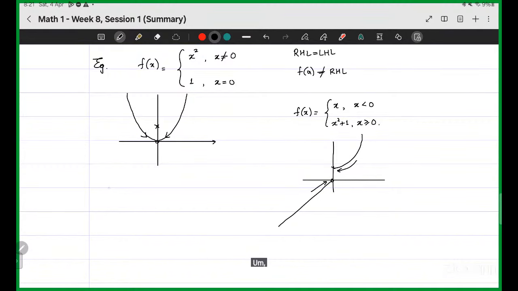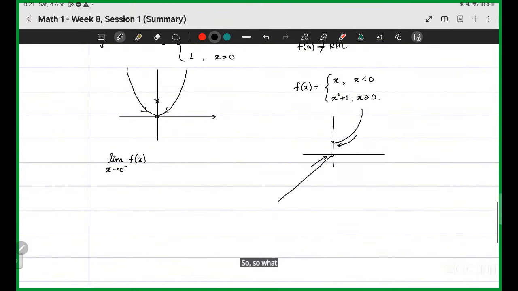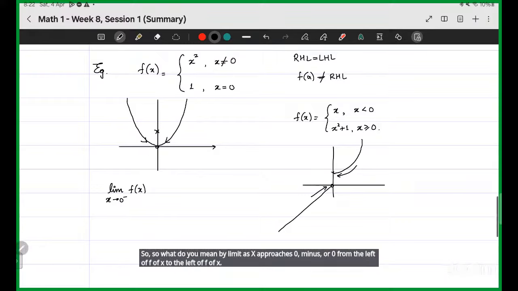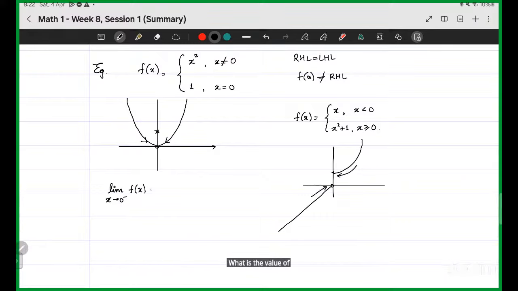I get it that it's not continuous by just looking at the graph, but the f(a) is not equal to RHL because... So what do you mean by limit as x approaches 0 from the left of f(x)? To the left of f(x), what is the value of the function?